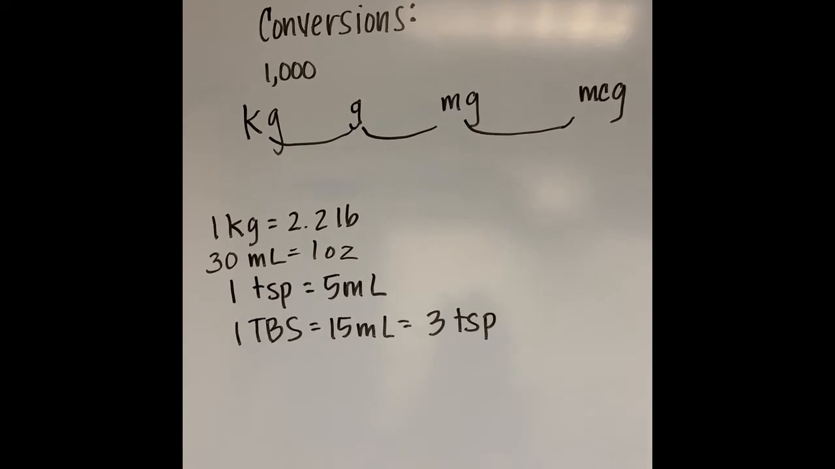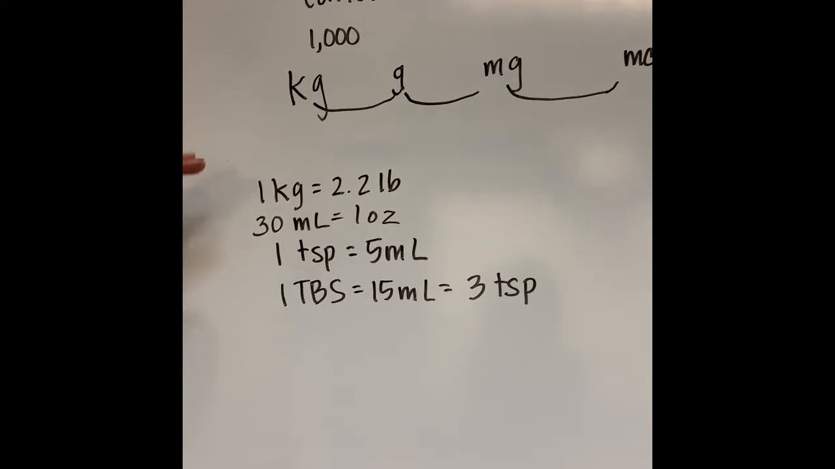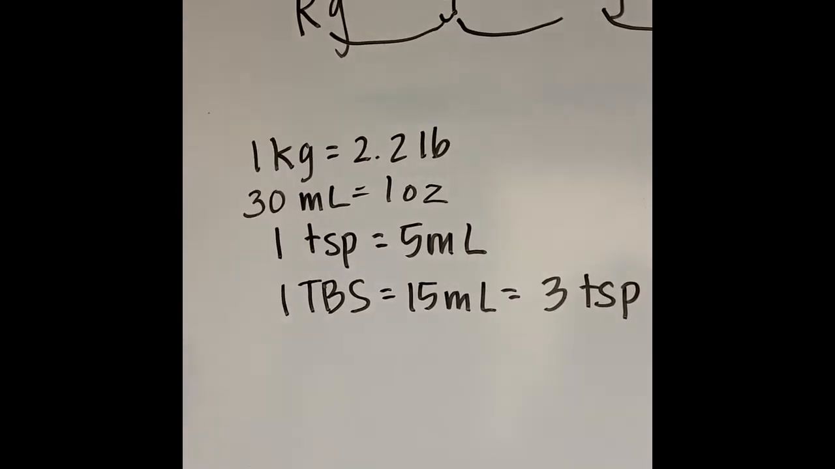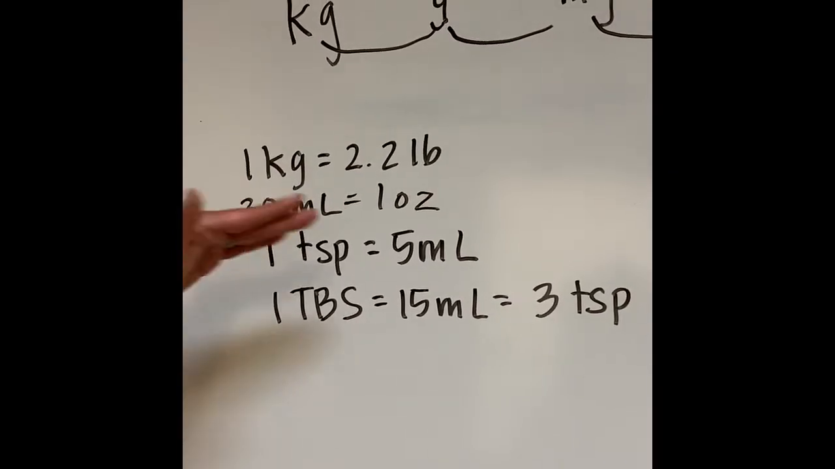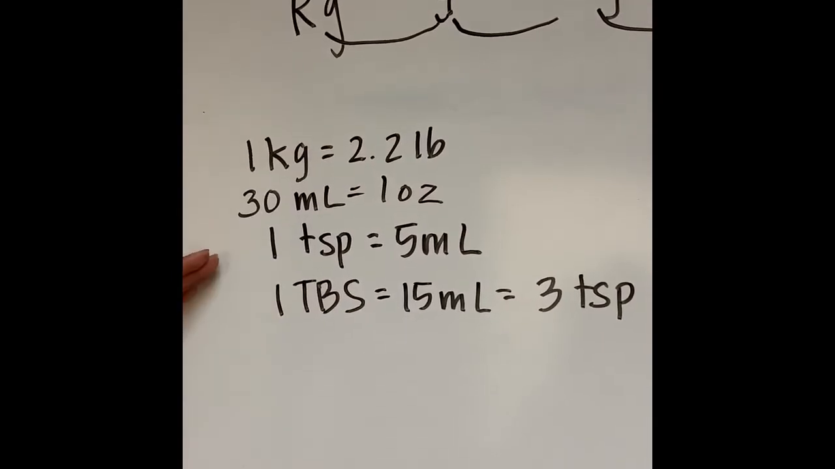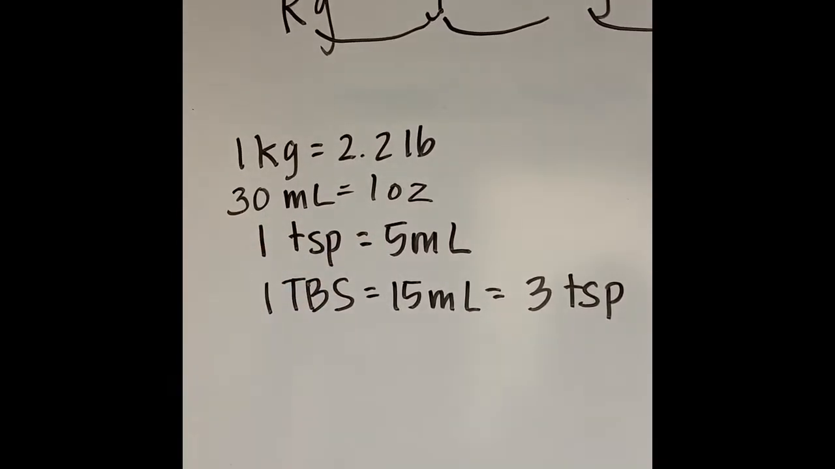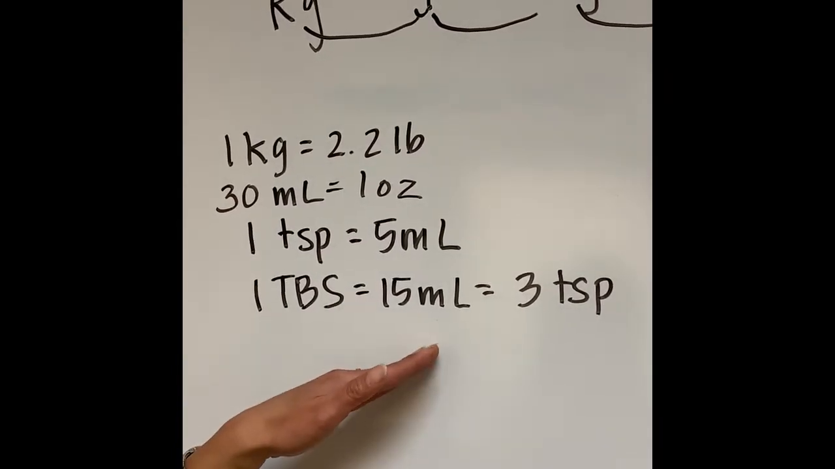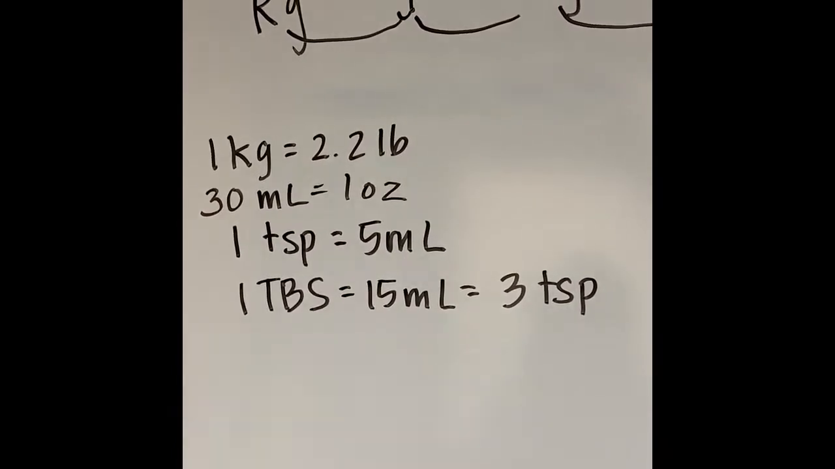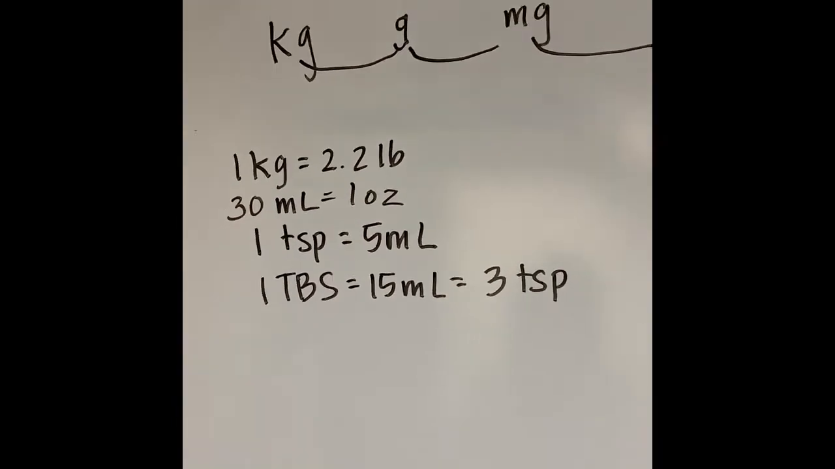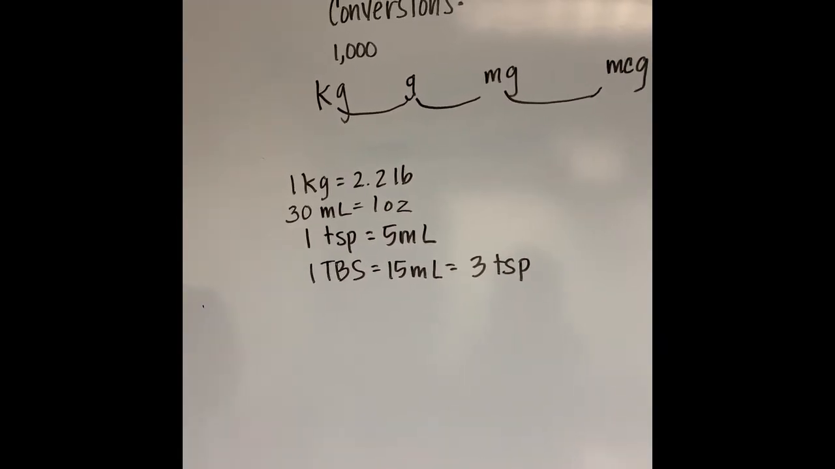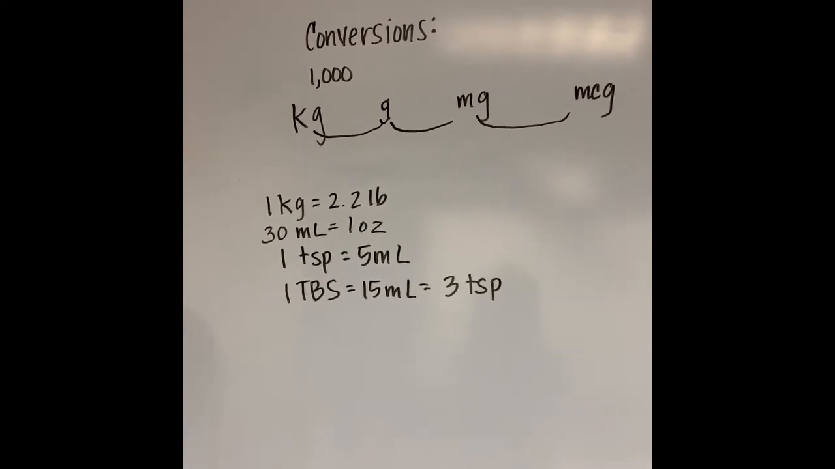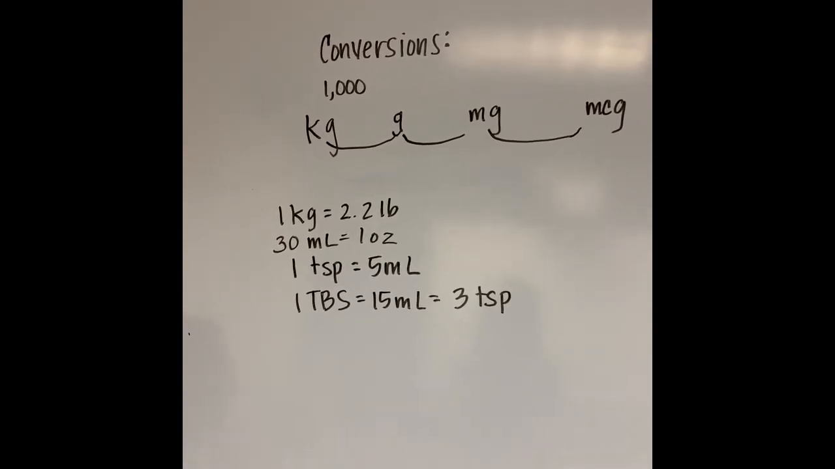Additionally, a lot of students struggle with these common conversions here. We have 1 kilogram is equal to 2.2 pounds. 30 milliliters is equal to 1 ounce. 1 teaspoon is equal to 5 milliliters. 1 tablespoon is equal to 15 mLs or 3 teaspoons. Even though these are common ones that students struggle with, you still need to know the conversions by heart, and you can come into CAST at any time to receive the conversion handout.